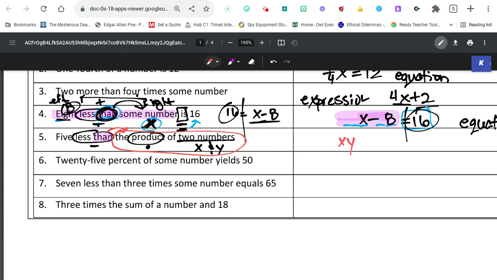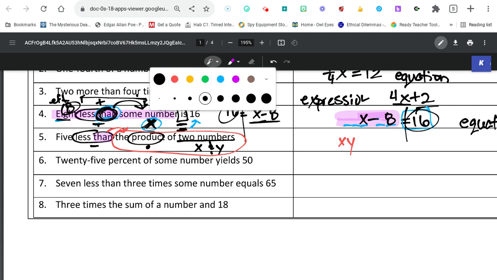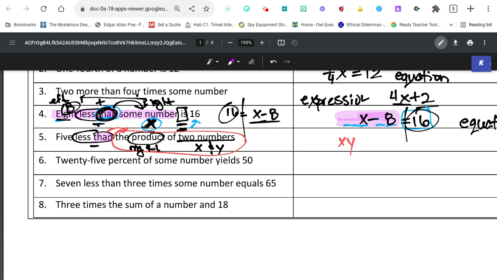And then "less than," go backwards. Write it backwards now, because of the "than." So after I get the right side written, I'm going to go over here and write what's on the left side of "than," which is 5. Minus 5. That's all you do. So instead of 5 minus xy, it's xy minus 5. That's all you do.